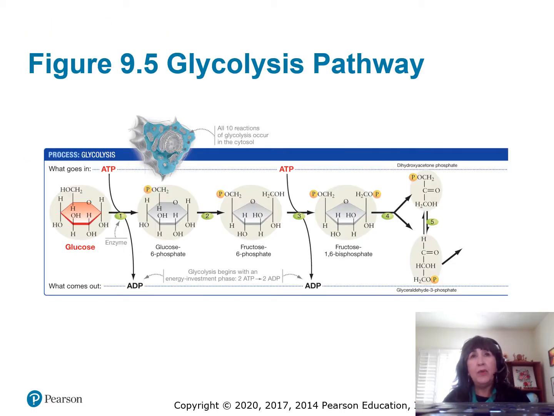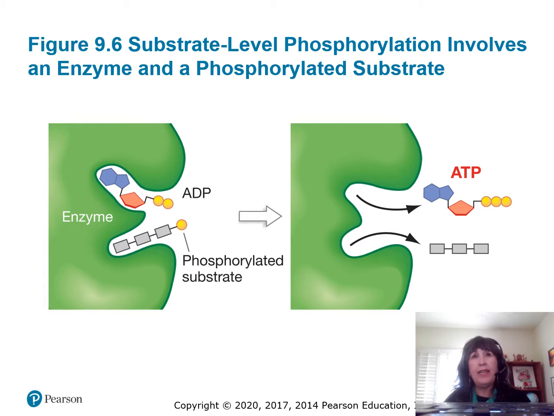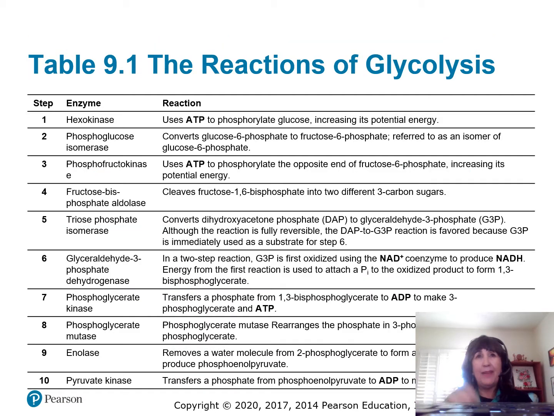So this is also found in your book, and here you can see the energy investment at the very beginning. Here we have 2 ATPs. This is the investment. And then see that enzymes are being used to phosphorylate the substrate, and it's making ATP. So here are all of the 10 steps. Do you need to know these 10 steps? No. But you know what's good to know?